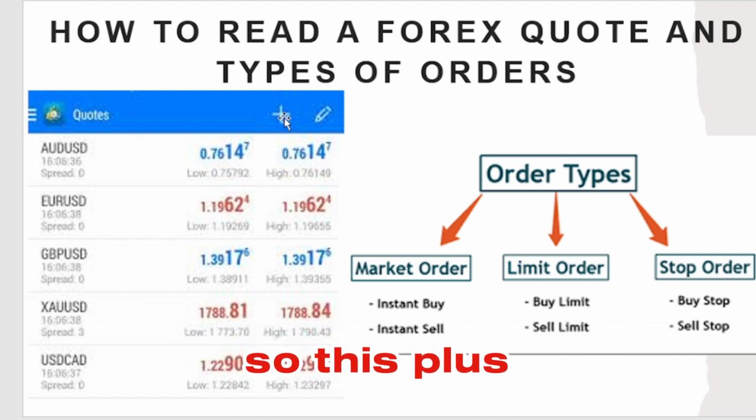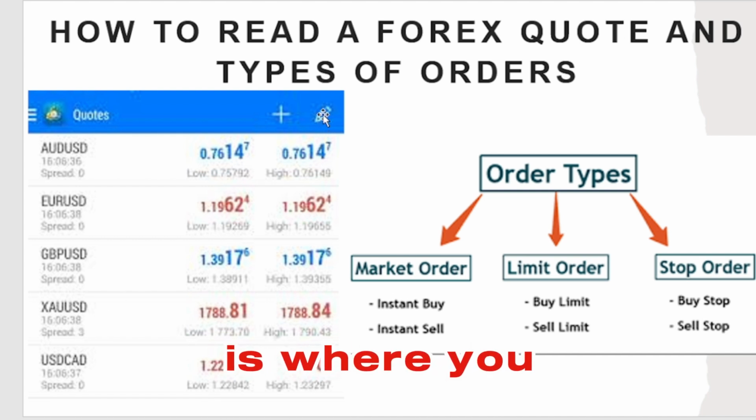Okay, this plus sign is where you click if you want to add more pairs. This pencil is where you click if you want to delete some pairs that you don't want. You're going to see a trash bin here, so you click the ones you don't want, click on the trash bin, and it's going to delete them.